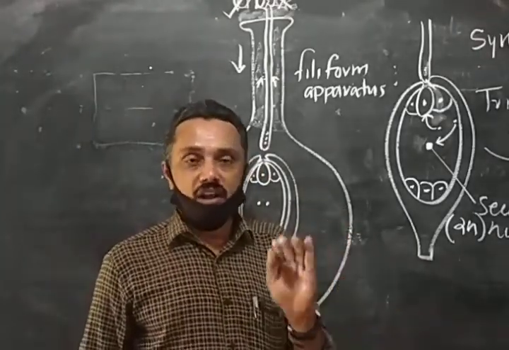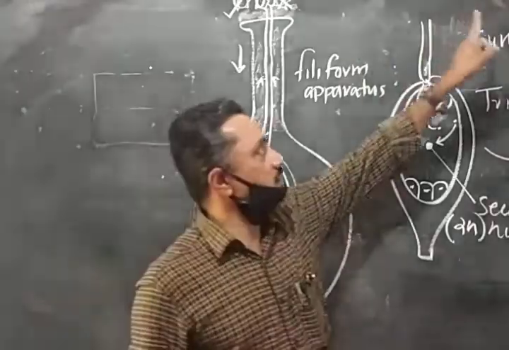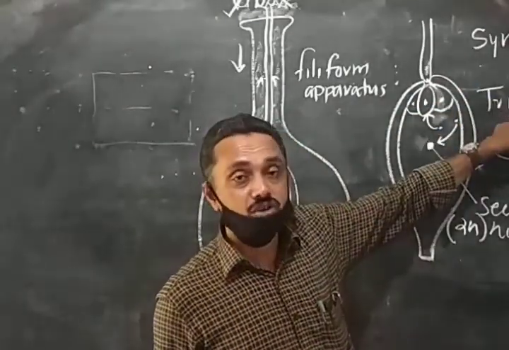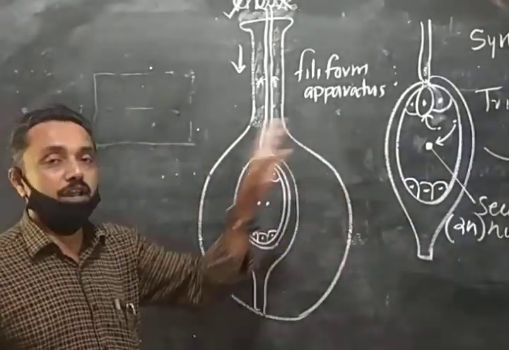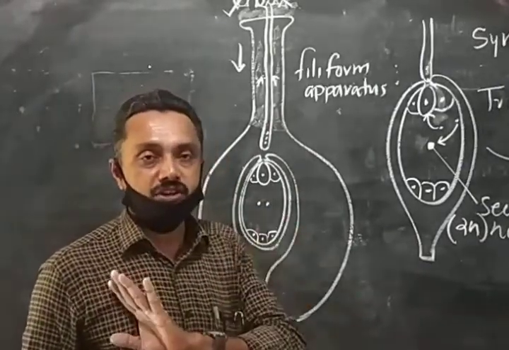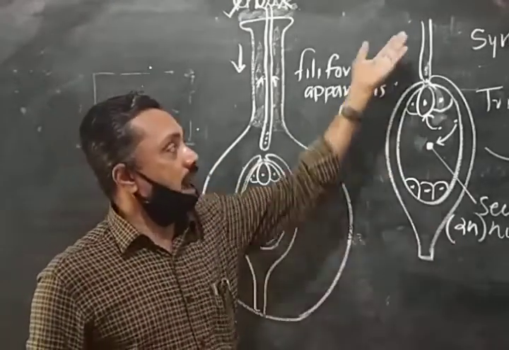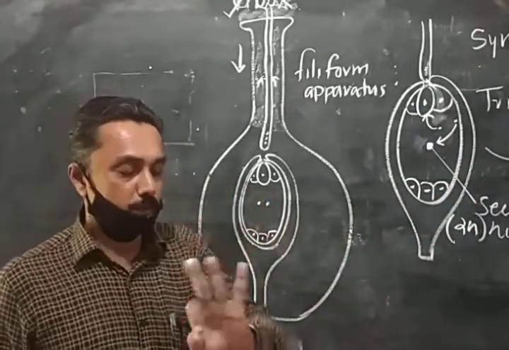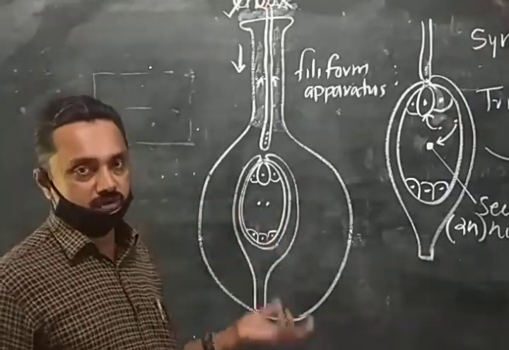So fertilization in angiosperms consists of two stages. The first stage is called syngamy and the second stage is called triple fusion, and together these two stages are called double fertilization, which is a unique process in angiosperms. In the other four groups of the plant kingdom, double fertilization is absent. So I will revise once again the total process of fertilization.